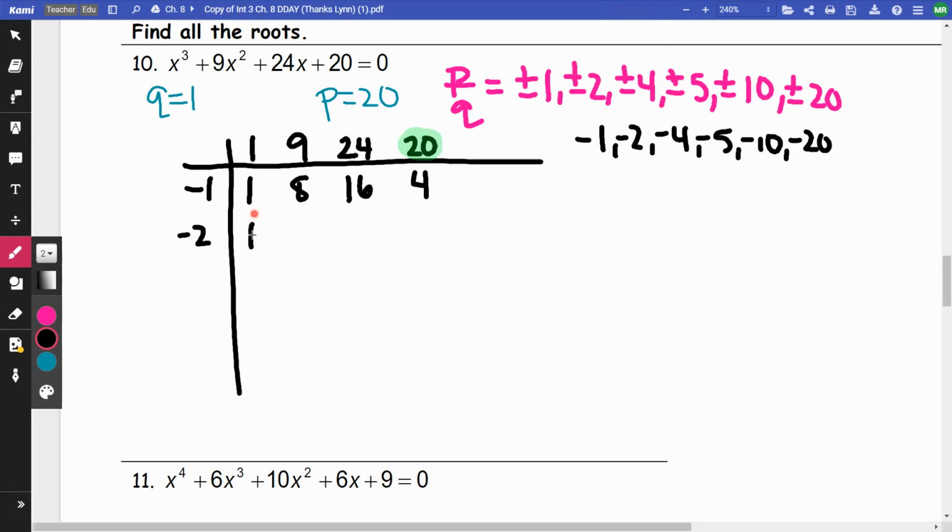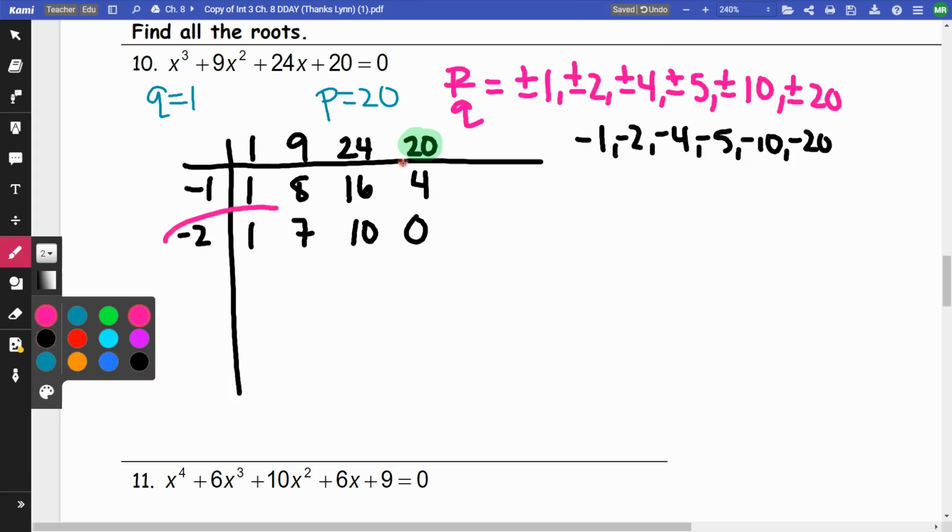Okay, so every time I bring that lead coefficient down, so 1 times negative 2, I add it to 9, I get a 7. 7 times negative 2 is a negative 14, I add it, I get a 10. 10 times negative 2 is a negative 20, I add it, I get a 0. So I found a 0. Okay, so one of my zeros is x equals negative 2.